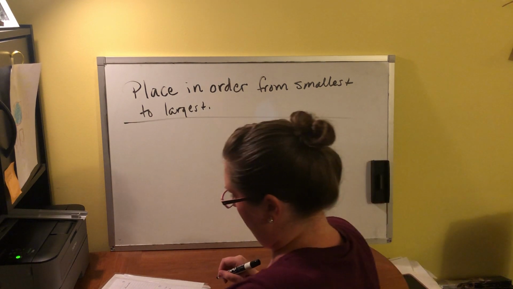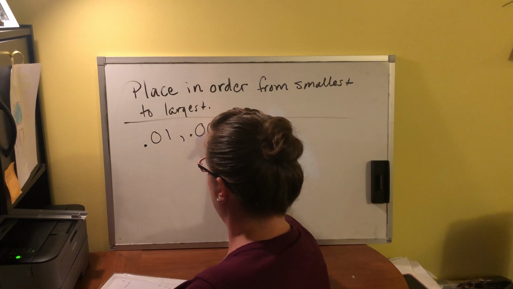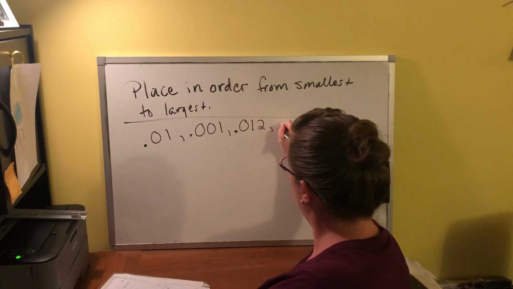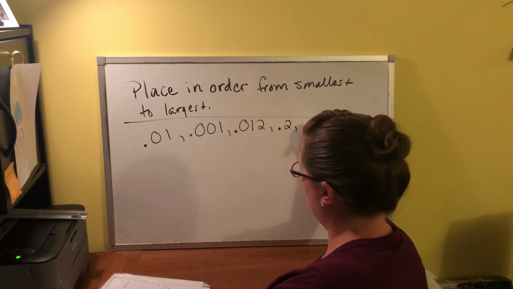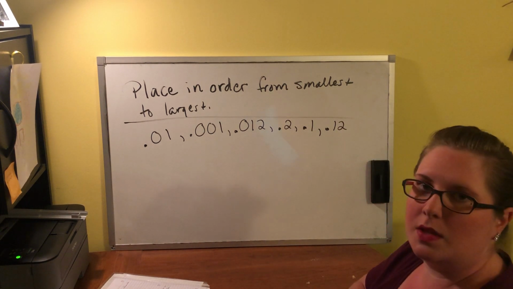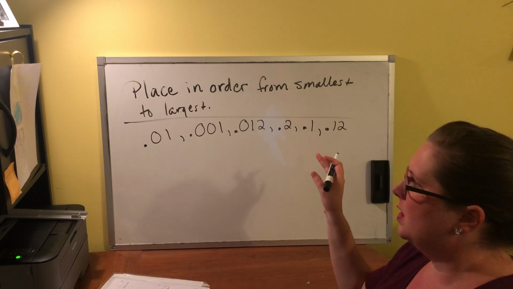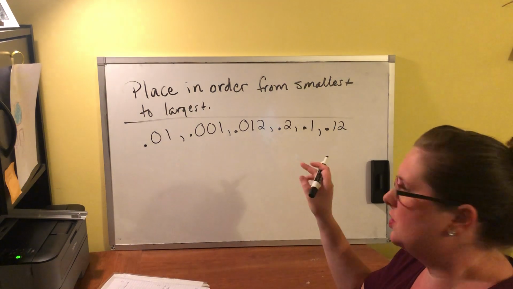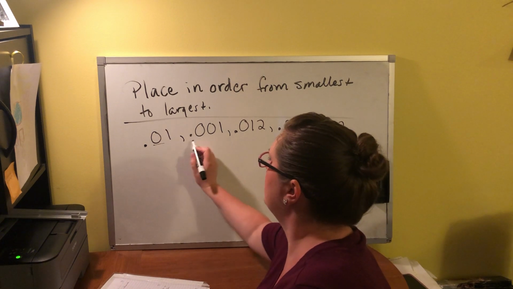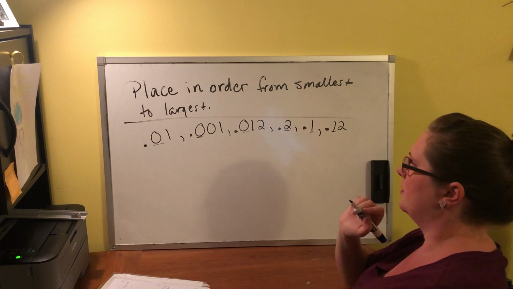So let's say they gave us 0.01, 0.001, 0.012, 0.2, 0.1, and 0.12. So typically when they do these problems, they're not going to be different numbers. They're going to be the same number in various orders. So you need to pay very close attention to this. So the very first thing you're going to do is you're going to look at the first decimal place in each number they gave us, the first decimal place.